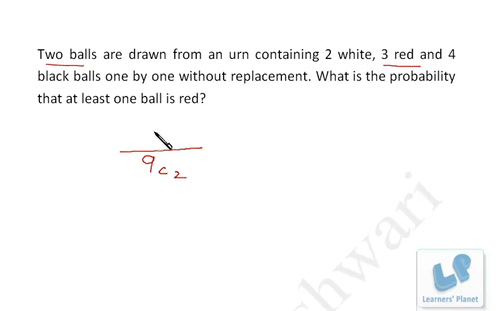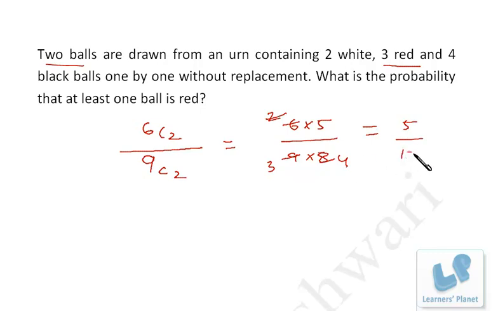If I don't have to consider red balls, I am left with 4 plus 2, 6 balls. So both the balls should be drawn from these 6 balls. So it's 6C2 by 9C2, which is 6 into 5 by 9 into 8. So it's 5 by 12. Now 5 by 12 is the probability when not even a single ball we are getting is red.